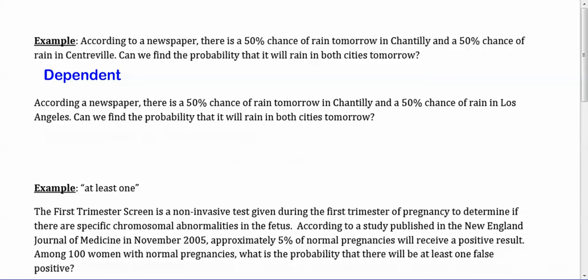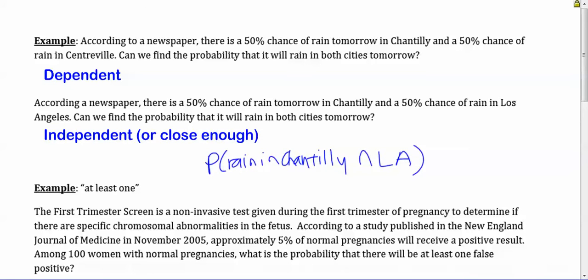On the other hand, if we say there's a 50% chance of rain tomorrow in Chantilly and a 50% chance of rain in Los Angeles, I'm much more likely to believe that these 2 things are independent. Or, depending on how much you know about weather systems, it's possible that they're not, but we'll say that they're independent enough that it makes no real difference. So in this case, to find the probability it will rain in both cities tomorrow, assuming these two things are independent, we can just do it the way we have been doing it. The probability that it rains in both of those cities is going to be the probability it rains in one times the probability it rains in the other. So it's going to be 0.5 times 0.5, which is going to be 25%.